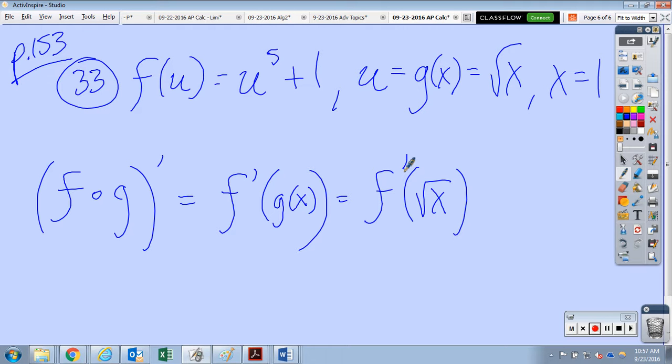Yeah, that's the same thing there, because g of x is the square root of x. So these all mean the same thing for these problems.